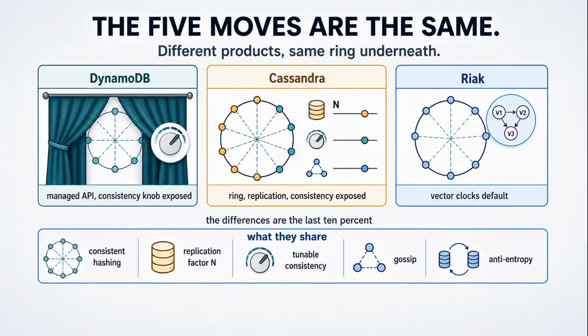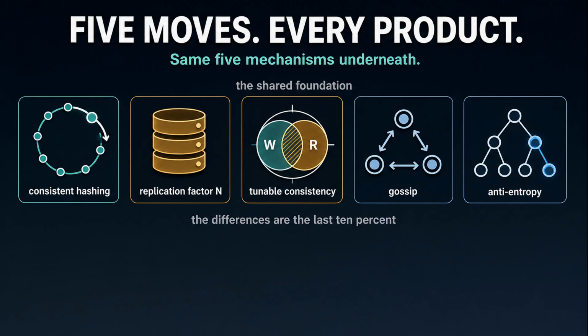What does it actually look like when two concurrent writes race in production? A small percentage of records carry conflicting versions until anti-entropy sweeps through. Last writer wins hides them. Vector clocks surface siblings. Right. So the choice is whether the application sees the conflict at all. Exactly. The interesting move is what they share. Consistent hashing on a ring, replication factor N, tunable consistency, gossip for membership, anti-entropy for repair. The differences are the last 10%.